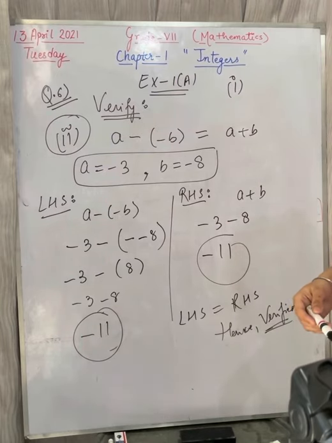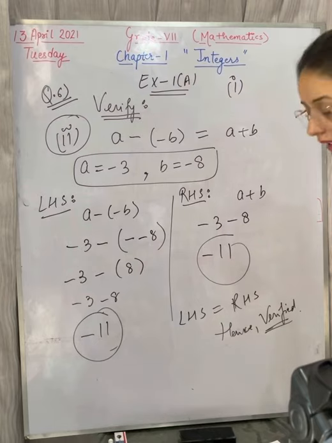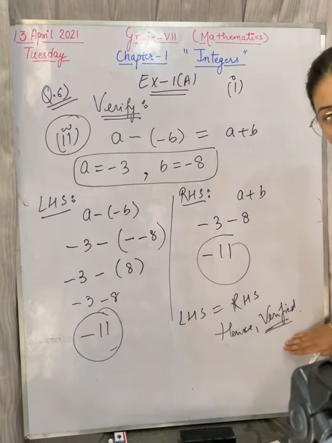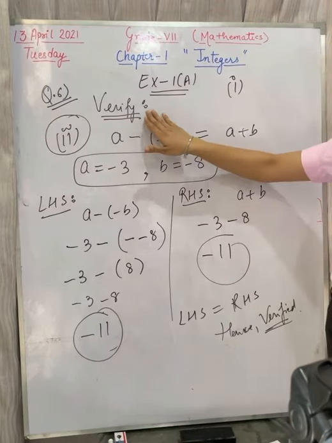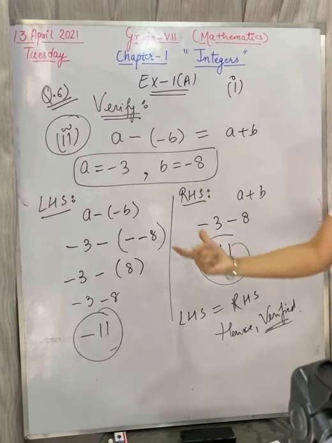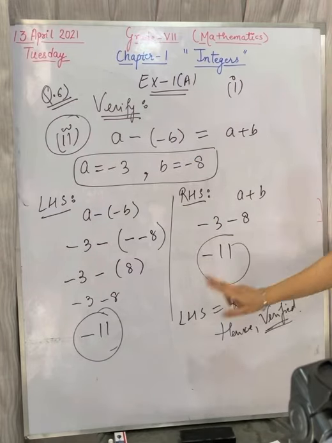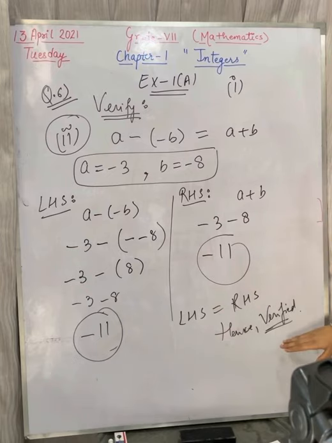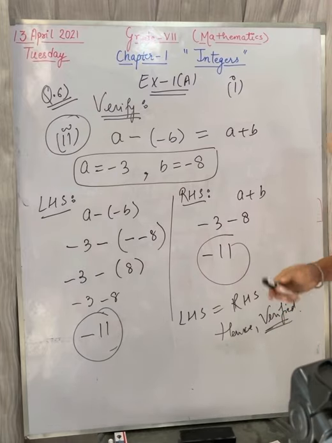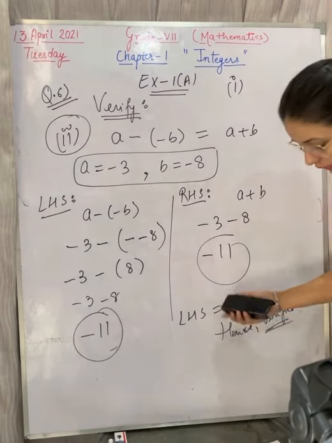Just wait, let me read. Yes, Anshika, it is important to write hence verified because the question is verification. After that, if LHS is equal to RHS, you have to write this line: hence we have verified, hence verified. All right, now let's start with the next question.